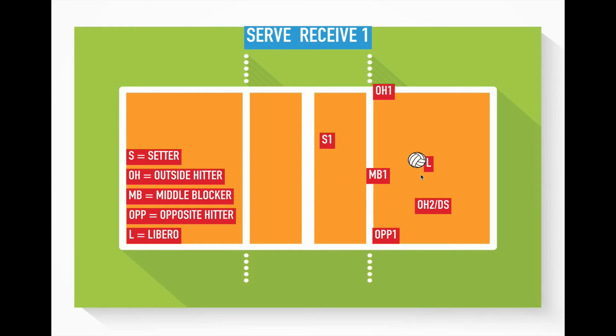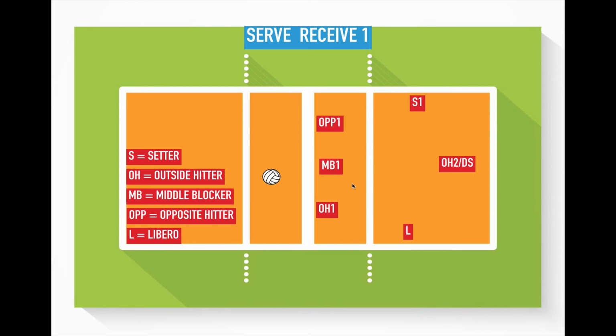So if we make a good pass here, let's say my setter sets outside here, and then we hit the ball over, then we switch positions. So we go back to base. Everybody goes back to base. The outside hitter here, opposite here, and we're back in base and the right spots.